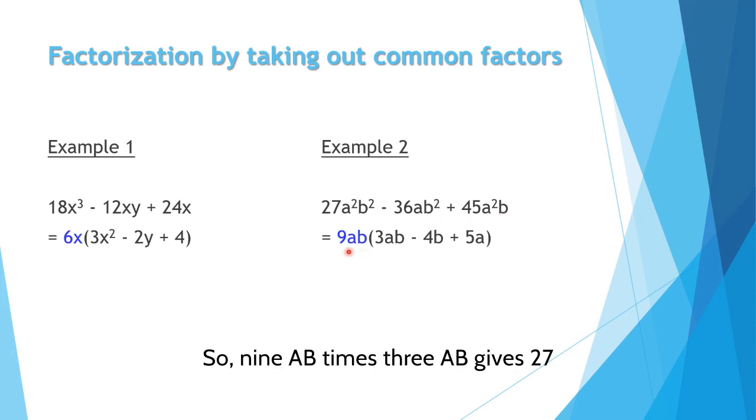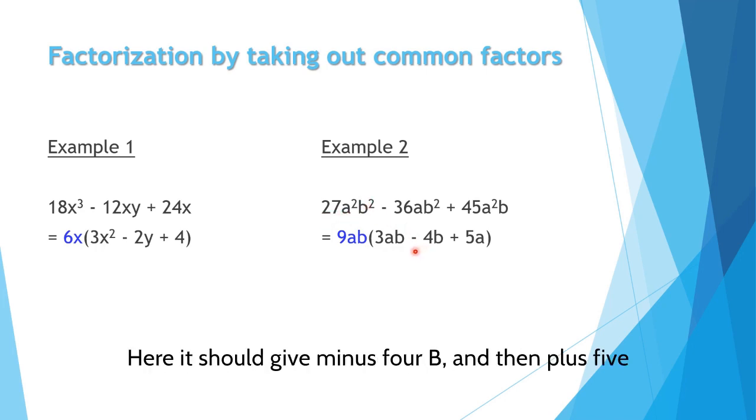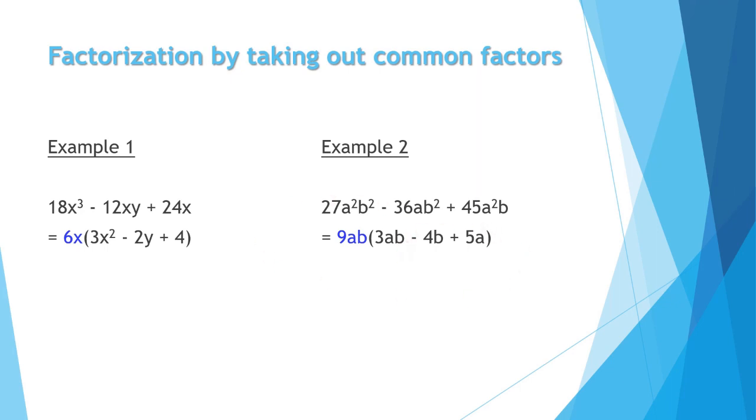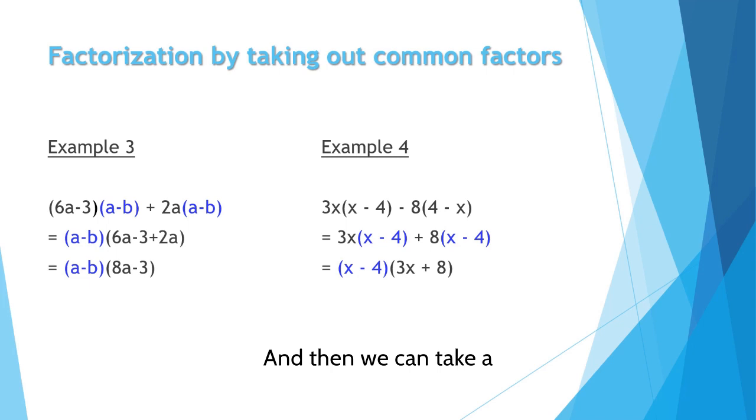So 9ab times 3ab gives 27a squared b squared, and so forth. Here it should give minus 4b and then plus 5a times 9ab would give 45a squared b. So that's why this is the final answer. And then we can take a look at another type of examples.